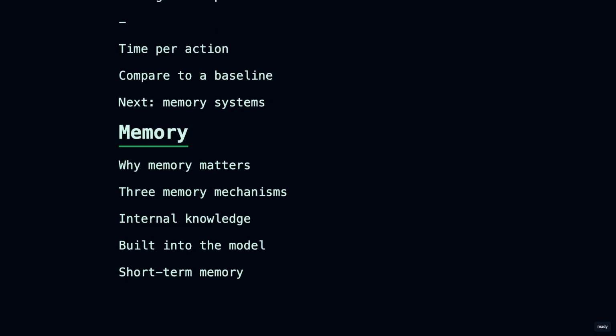Next is short-term memory, which comes from the current context window. It holds what matters right now, but it is temporary and limited in size.